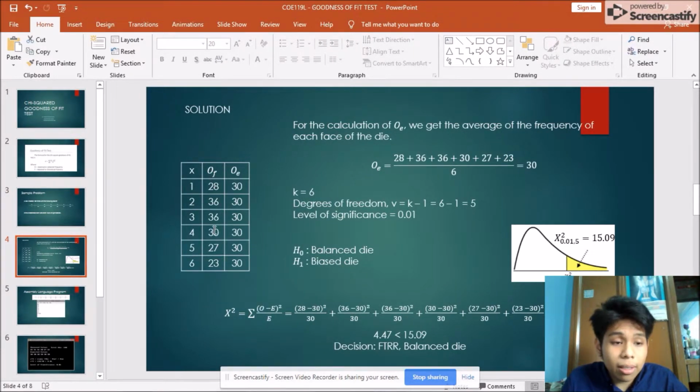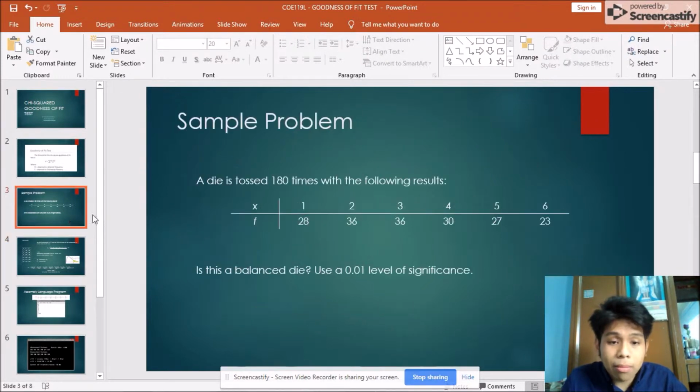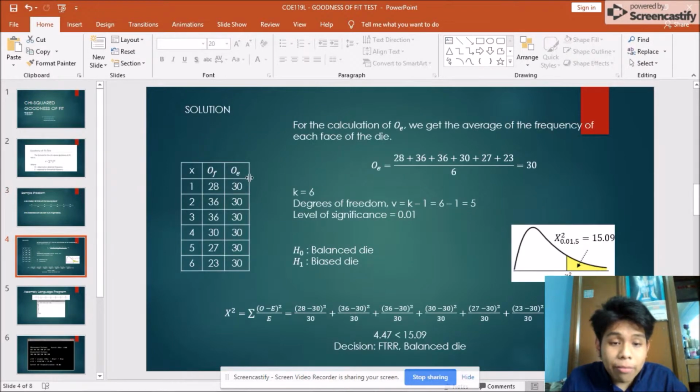here is the table of the observed frequency. For the O sub f, these are the observed frequencies, which are given in the problem. And for the O sub e, this is the expected result. So how did we come up with the value of 30? For the calculation of O sub e, the expected value, we get the average of the frequency of each face of the die. So for O sub e, we added up 28 plus 36 plus 36 plus 30 plus 27 plus 23 all over 6. So the result is 30.